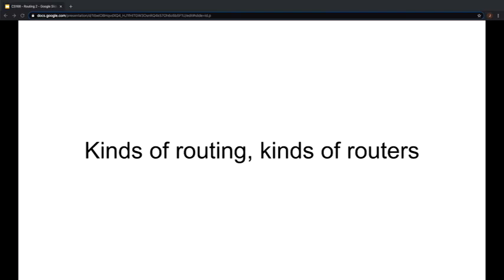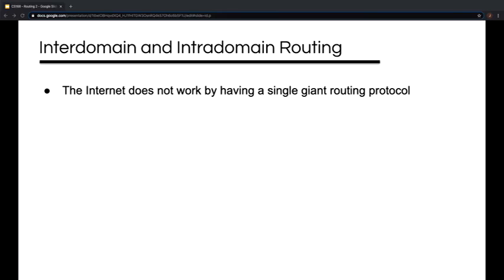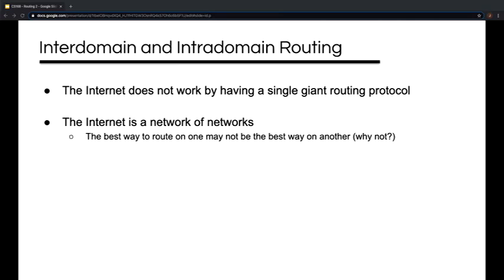All right. Kinds of routing, kinds of routers. So the internet does not in fact work by having one single gigantic instance of a single routing protocol. The internet is, as we have said a number of times, a network of networks. And the best way to route on one of those networks may not be the best way to route on another. Does anybody have an idea why that is? Why might you route differently on different networks?